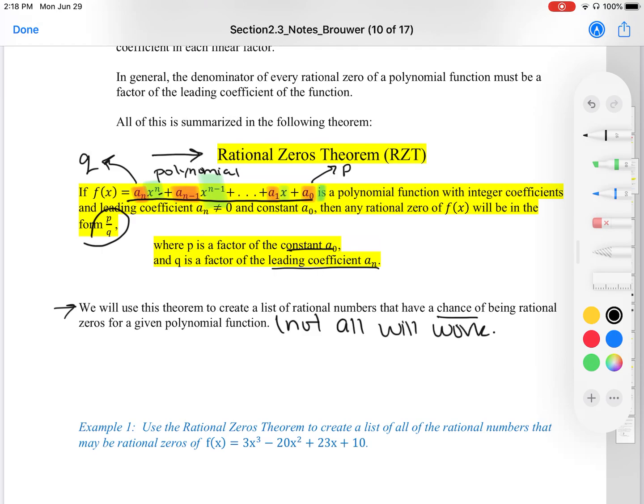but some may. So when would I want to use rational zeros? I want to use it when there are no ways to factor. This is when we rely on this method. Factoring is the best way to go, if possible.